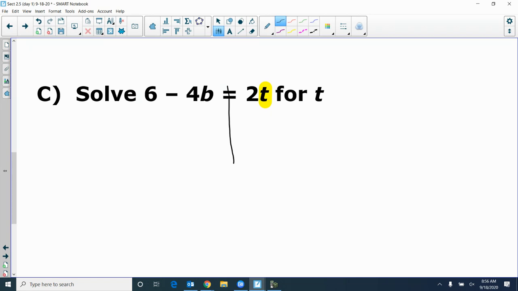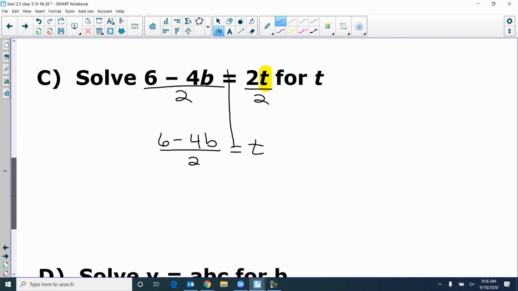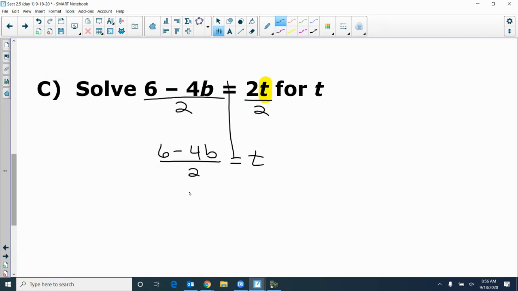So divide by 2. If you've got more than one term, here's what we're going to do. Divide the whole thing by 2. So I get 6 minus 4b divided by 2 equals t. Now, we always want to write the t first, so I'm going to flip this around. Okay, that's okay, but sometimes we can write it a better way.